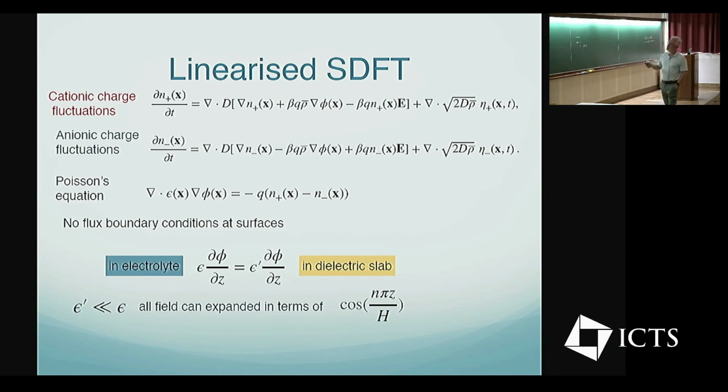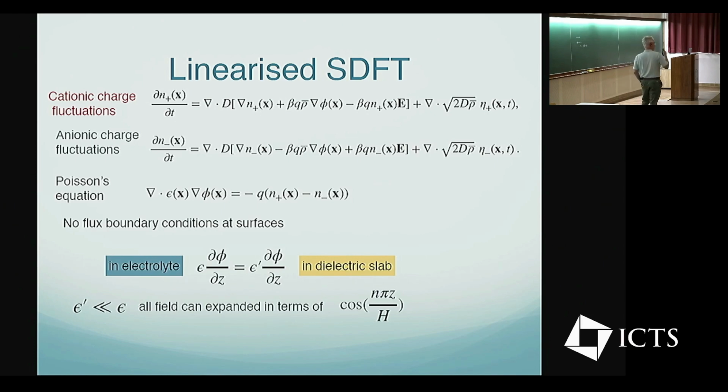So this system of three equations basically contains all the physics you need to solve, but you have to deal with these boundary conditions. In the electrolyte, epsilon d phi by dz at the surface is equal to epsilon prime d phi by dz in the slab. And you can simplify the problem by saying, if this epsilon is much bigger than the epsilon prime here, you can basically impose Neumann boundary conditions.